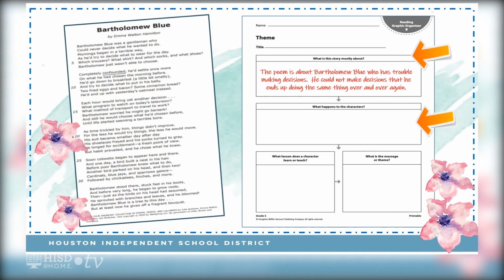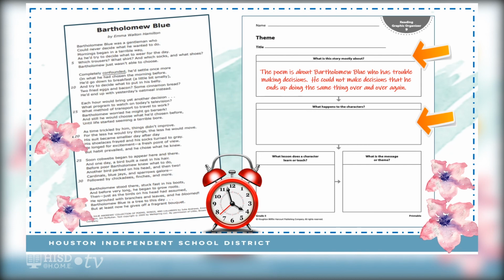Now let's fill out the next part of the graphic organizer. We will answer the question, what happens to the character? Again, you may use your notes and annotations to complete this part. Give yourself another 2 minutes to write your answer. Okay, let me share with you my answer. The character Bartholomew Blue did not change throughout the poem. Despite his contradictions, he continued doing the same thing until one day he turned into a tree.